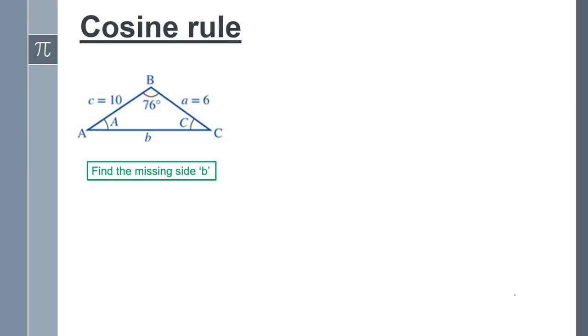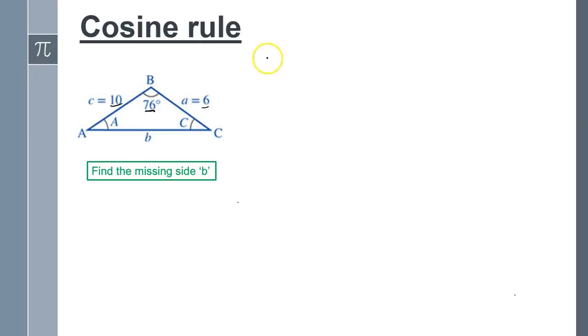I'm first going to have a look at my known information. So I know an angle and I know 2 sides. Okay, so that's how I can identify that I'm using cosine rule. Okay, 2 sides and an angle. I couldn't use sine rule anyway because I don't have any opposing pairs whatsoever. So we're going to try and find the missing side B.